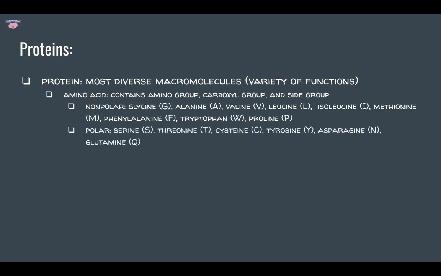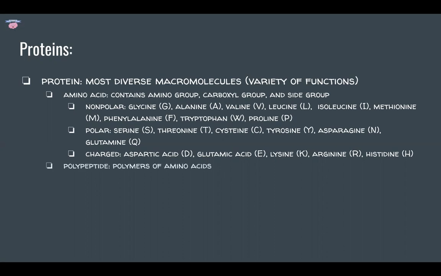The polar ones: serine is S, threonine is T, cysteine is C, tyrosine is Y, odd, right? Asparagine is N, and glutamine is Q. And then the charged ones. So non-polar, we talked about, it doesn't dissolve in water. Polar dissolves in water. Charged is basically like an ion. There's aspartic acid, which is D, glutamic acid, which is E. Yeah, I don't know who names these. Lysine is K, arginine is R, and histidine is H.